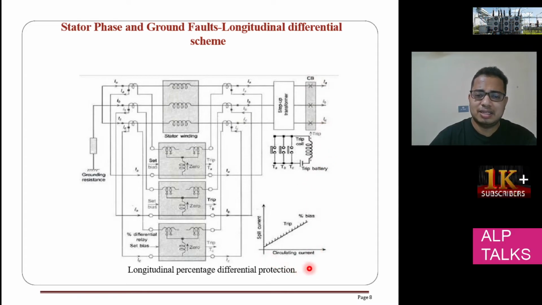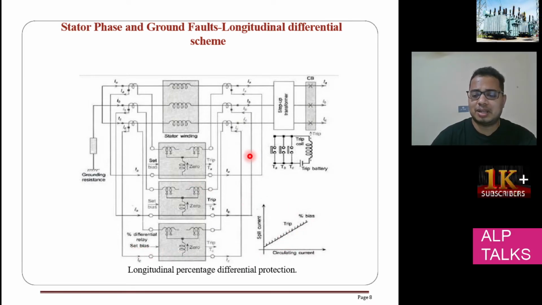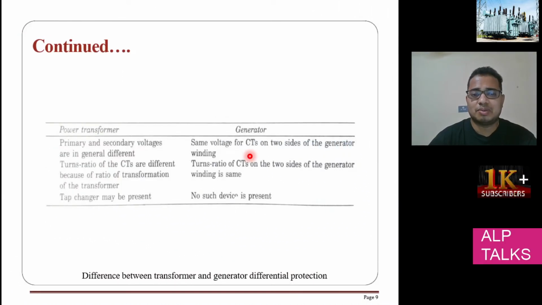You can see here, you have a circulating current and trip and bias. So this is the differential protection. The longitudinal percentage differential protection we are using here. So how is it different from a power transformer and generator?